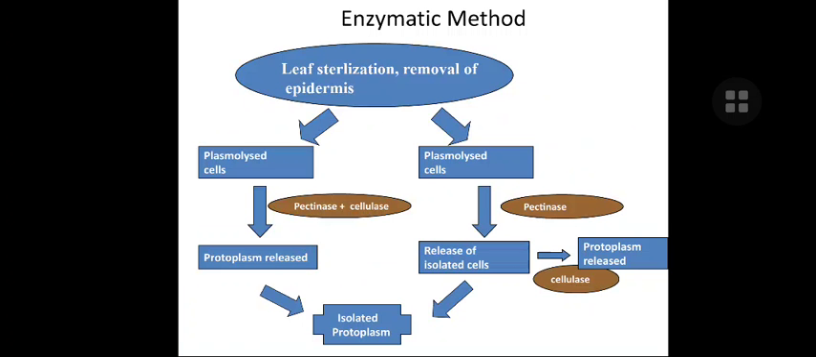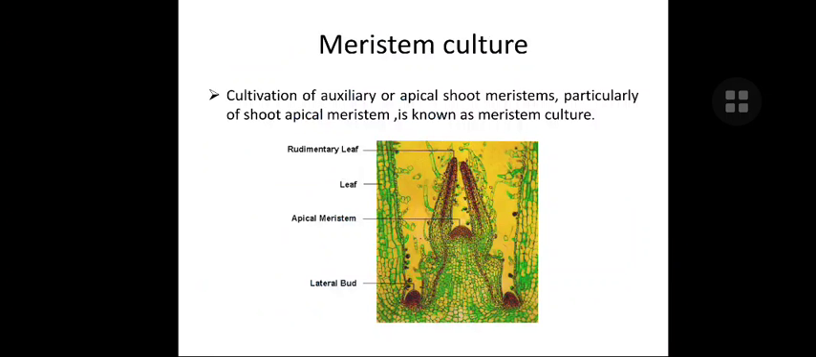Then for the enzymatic method, we use some enzymes. Leaves are sterilized, the epidermis is removed, and plasmolysed cells are treated with pectinase plus cellulase, and protoplasm is released. In another stepwise enzymatic treatment, first it is treated with pectinase, then treated with cellulase to form the protoplast.